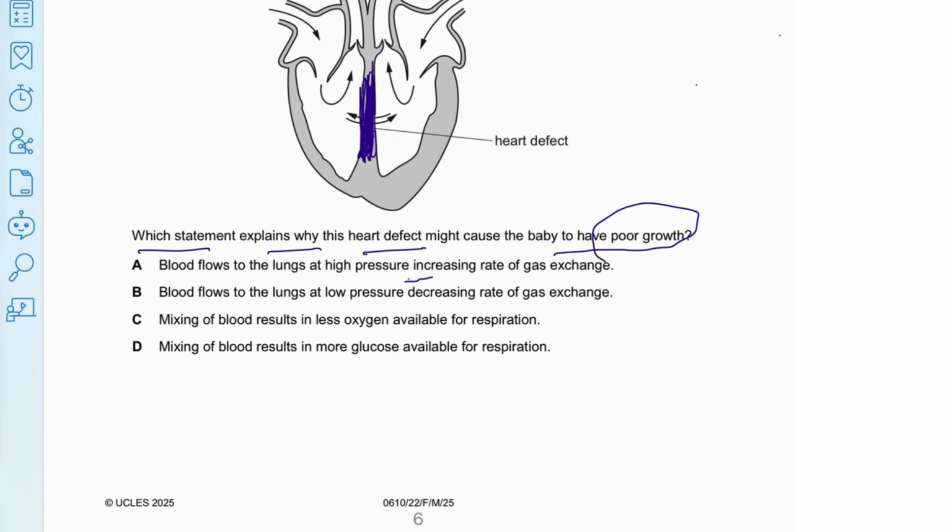What do you think? Number A, blood flows to the lungs at high pressure, increasing the rate of gas exchange. Not high pressure, it loses its pressure because of the defect. Number B, blood flows to the lungs at low pressure, decreasing the rate of gas exchange. Let's consider this. C, mixing of the blood results in less oxygen available for respiration. So this is my answer.